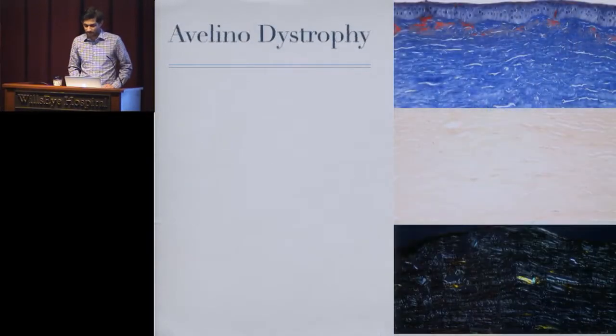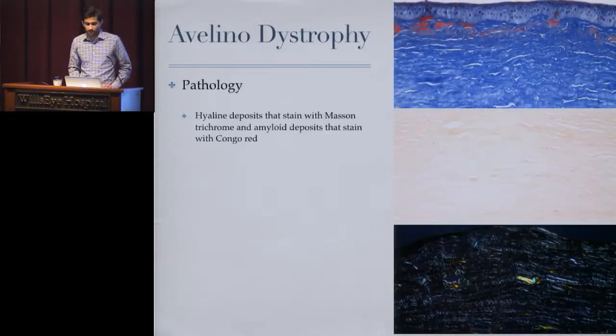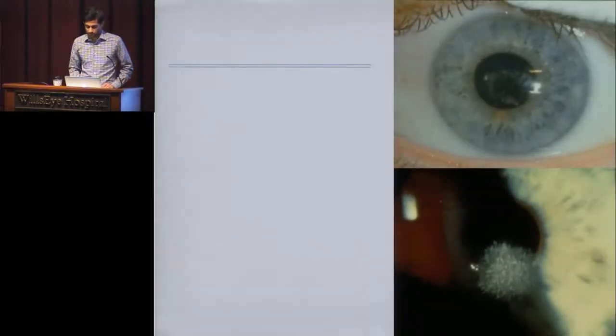Management's the same. So as far as path goes, you'll see both. So you'll see hyaline deposits stained with Masson trichrome, and then amyloid deposits that stain with Congo red. So the top is the Masson trichrome, the middle is the Congo red, and then the bottom is the polarized. All right, so these are a little harder.